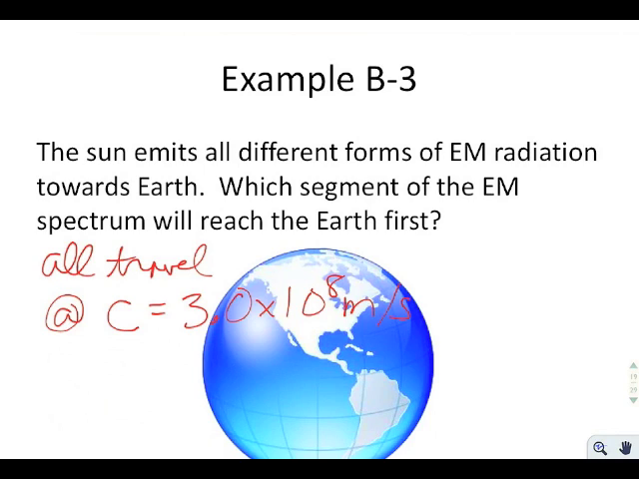This example B3 says the sun emits all different forms of EM radiation. Which segment of the EM spectrum will reach the Earth first? Remember that all segments of the EM spectrum travel at the speed of light. So they all travel there. None of them get there first. They all get there at the exact same time.